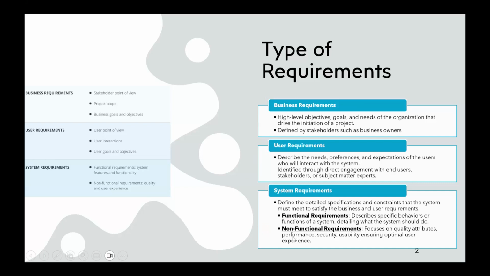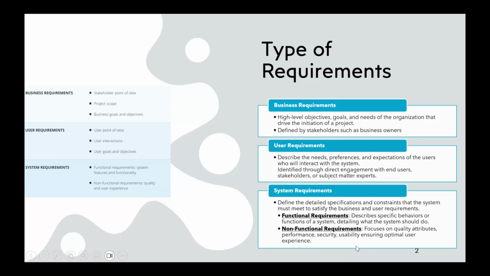Another one in the system requirements is non-functional requirements. This one is not related to the function, but focuses more on quality attributes, performance, and security. When we talk about security, some of the security elements may be requested by the user, maybe some are not. Especially if you are a security and network student, security is a non-functional requirement that you must consider and include in your system or application, even if your user does not request it. Because you are a security student, you need to consider all these things. And then usability, ensuring optimal user experience.